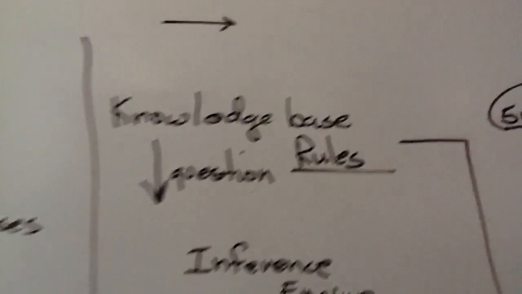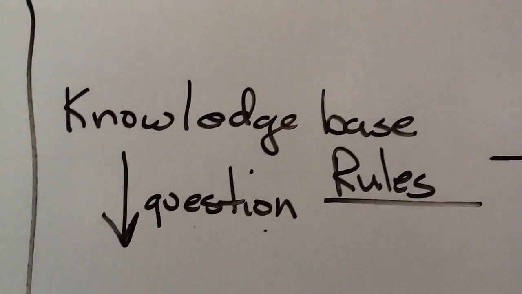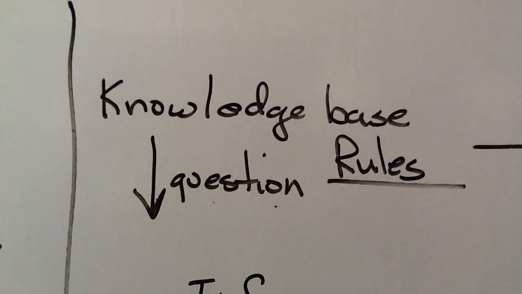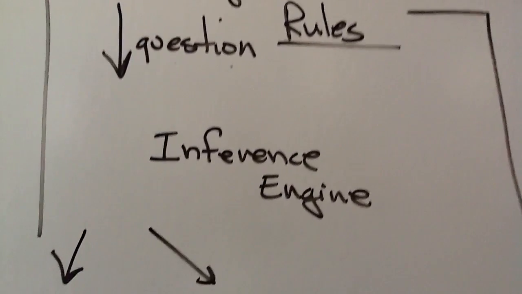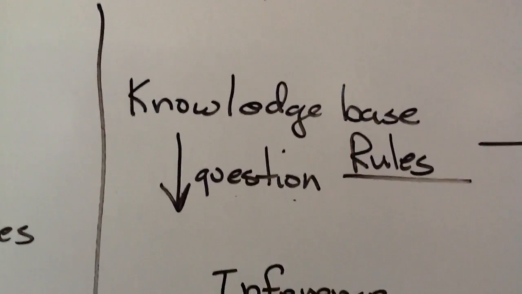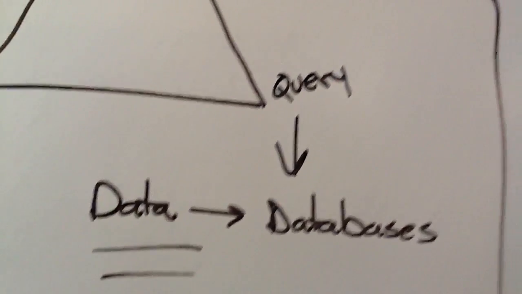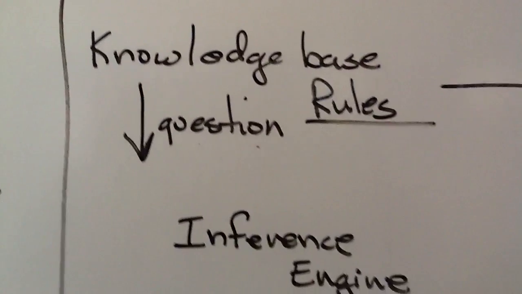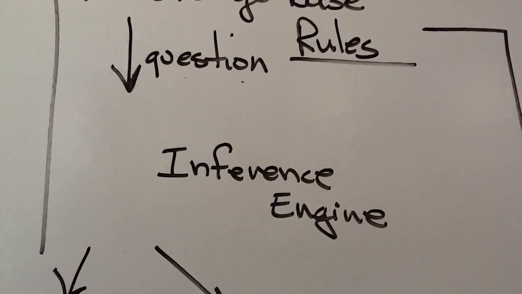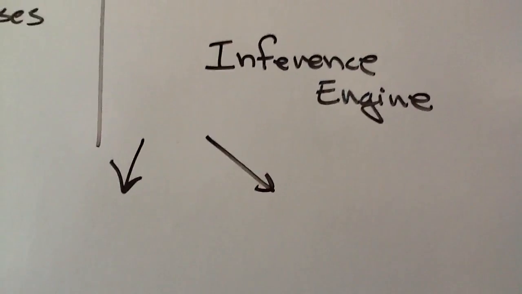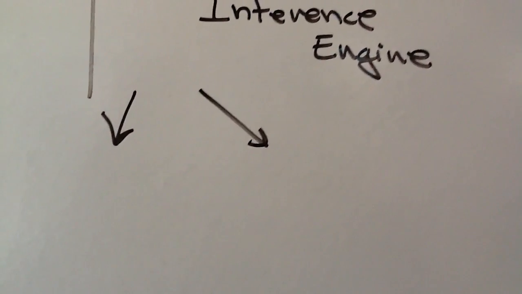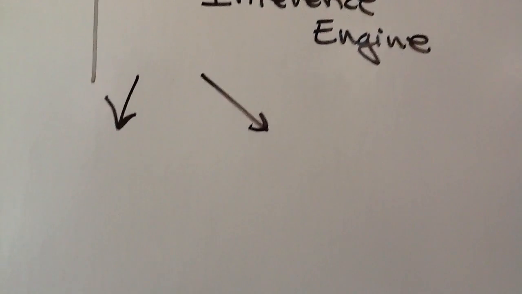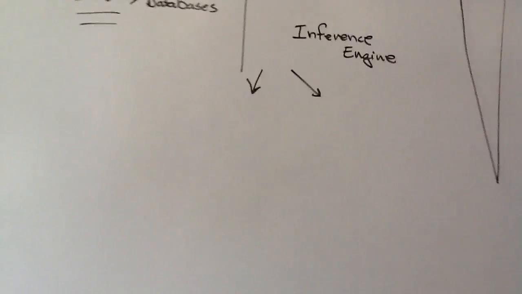Expert systems have a knowledge base which is filled with rules. A knowledge base, an expert system through an inference engine will ask a question. With a database, we ask the database with a query and it gives us a response. The knowledge base asks us a question, the inference engine goes through the rules, and then it decides what question to ask next, and it works towards a possible solution.